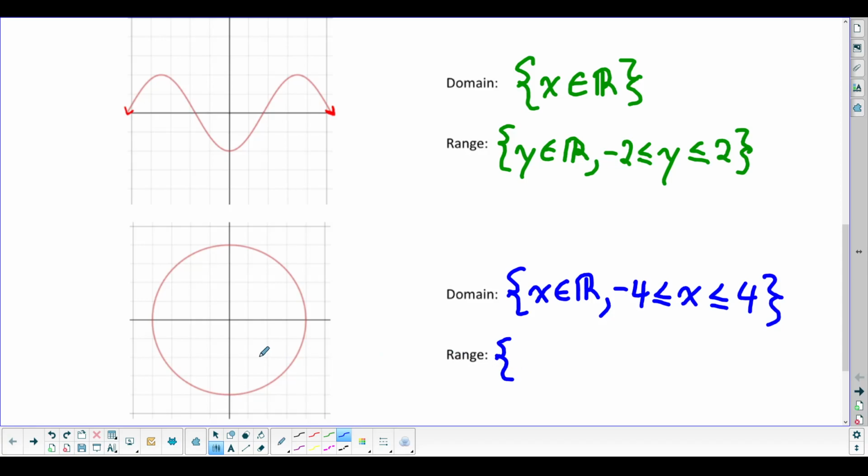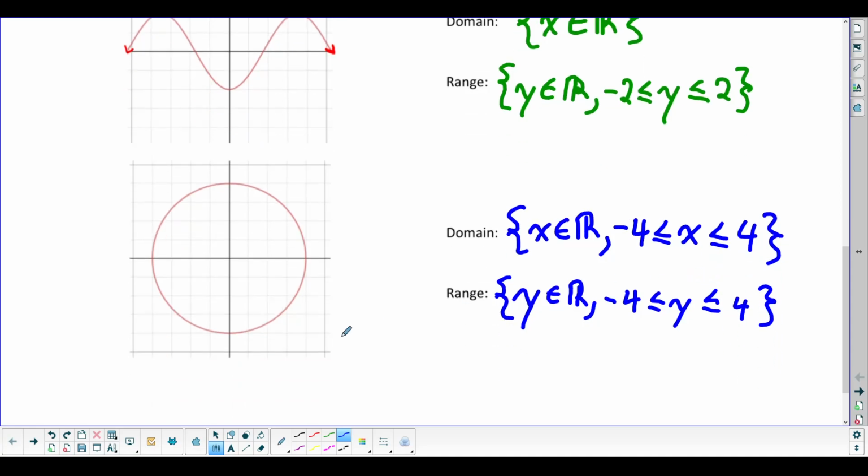And our y values look similar. So this is a circle centered on the origin. So its lowest limit is negative 4 and its upper limit is positive 4. y is an element of the real numbers, because it could be any number in between there. Negative 4 is less than or equal to y, less than or equal to 4. All right. That is it for the domain and range lesson.